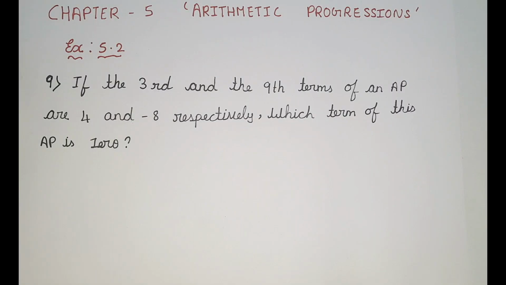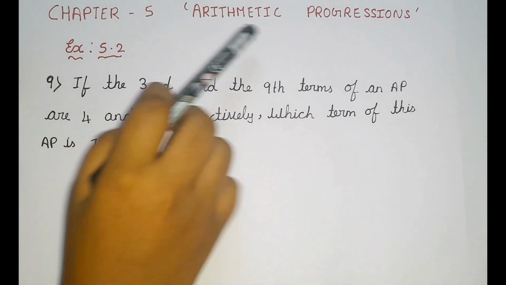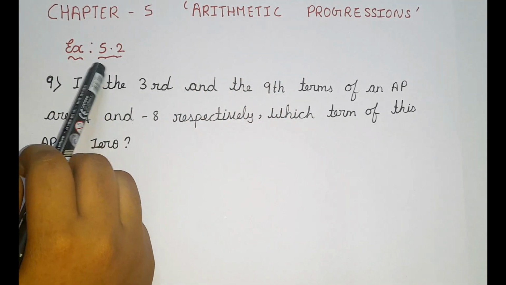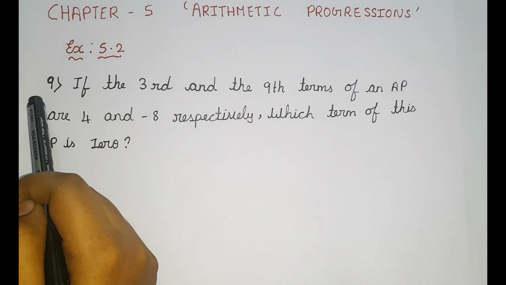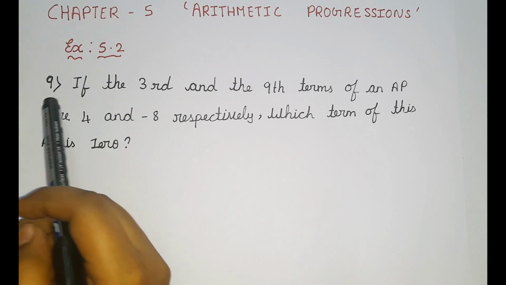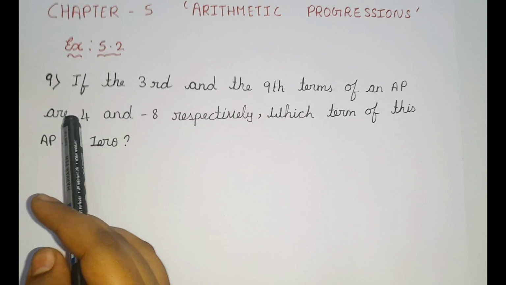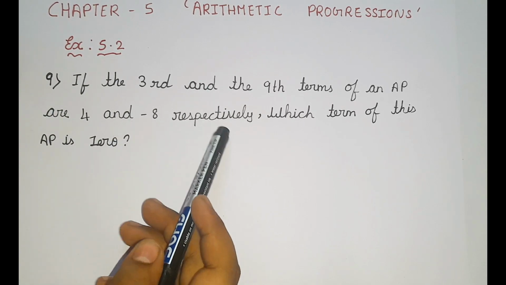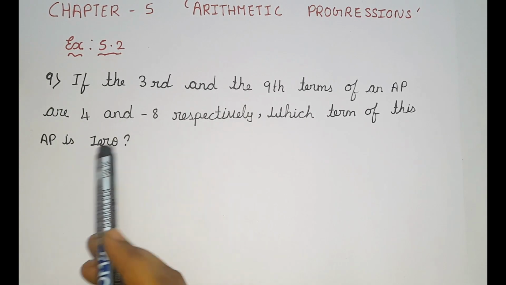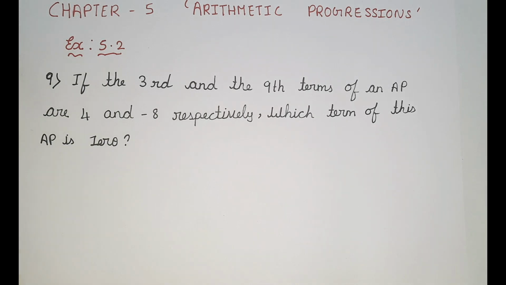Today we are going to be learning Chapter 5, Arithmetic Progressions, Exercise 5.2, 9th question. Alright, now let's read the question. If the third and the ninth terms of an AP are 4 and minus 8 respectively, which term of this AP is 0? So this is the question.